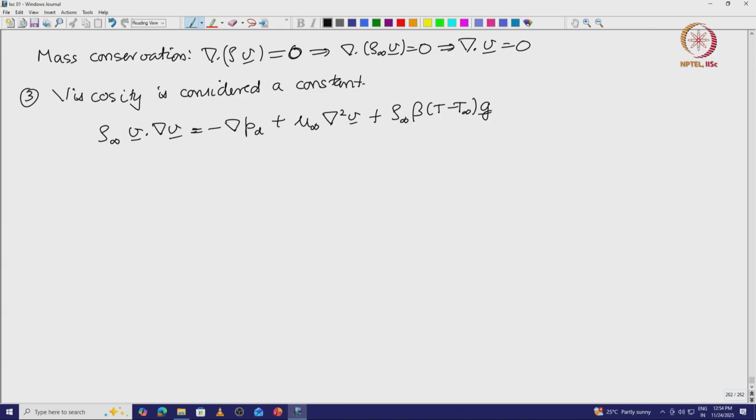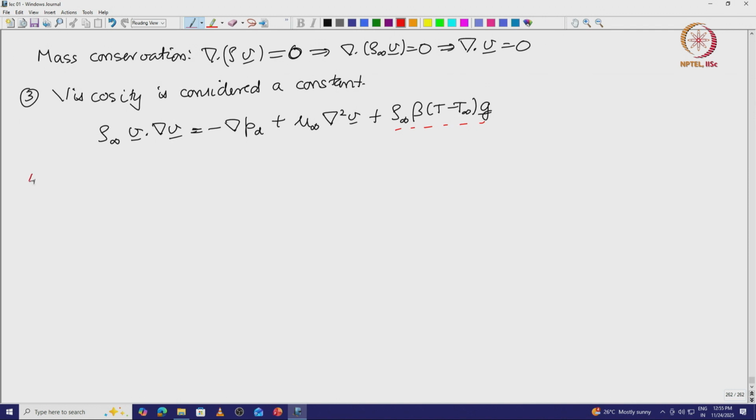The only place we are taking into account the effect of the density variation is in this body force term. That is because if we do not take the density variation into account here, then there is no driving force, so there is no reason for flow. That is the reason the density variation is taken into account in this case.